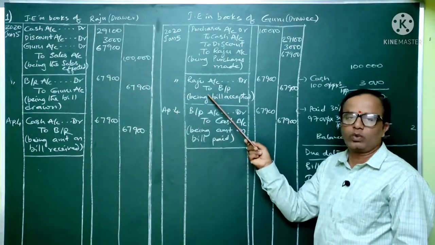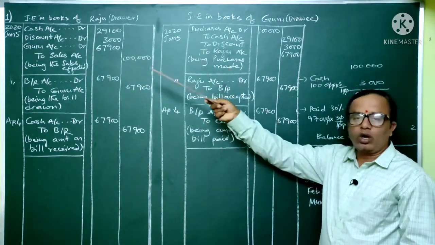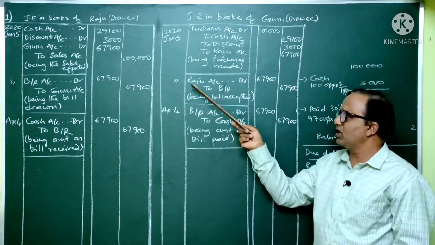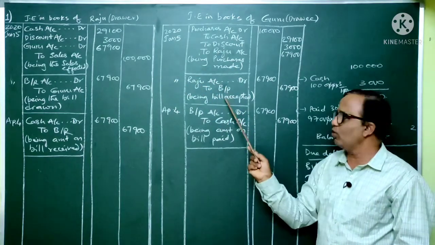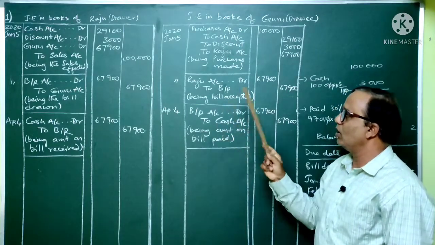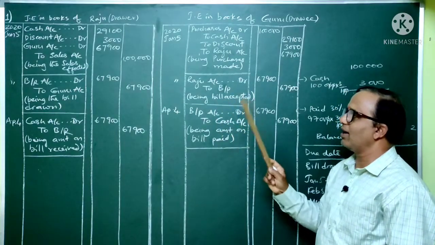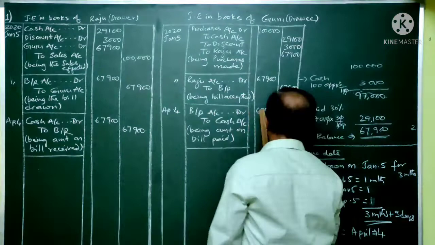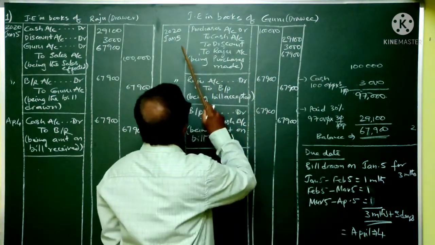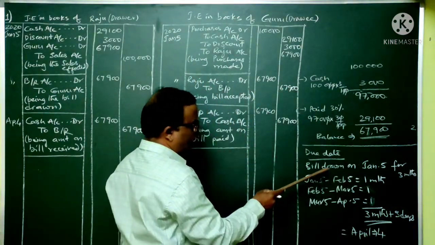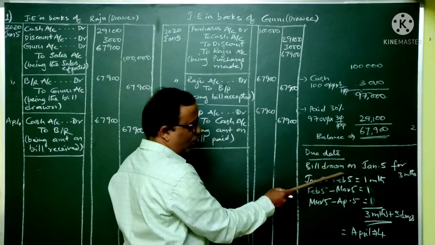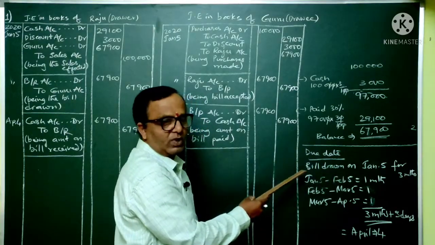So when you have accepted the bill, your entry will be drawer account debtor to bills payable. Drawer means here Raju. So Raju account debtor to bills payable. Then again, on the due date, how we are going to calculate the due date here, that particular working also we should see. See, this particular bill is drawn on January 5th. The bill is drawn for 3 months there. So calculate 3 months there.